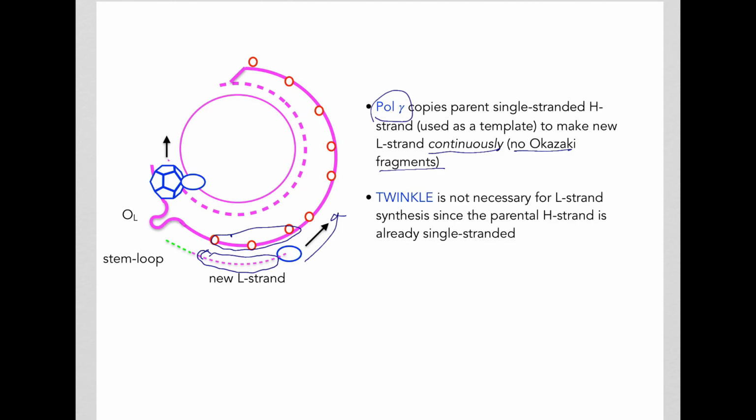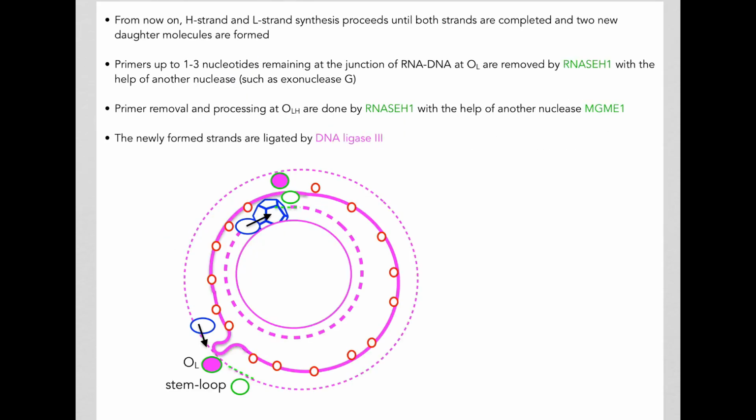So unlike what we saw in E. coli or in human DNA replication, there are no Okazaki fragments formed in mitochondrial DNA replication. The anti-helicase Twinkle is not necessary for L strand synthesis because the H strand is already single-stranded. So from now on, H strand as well as L strand synthesis will proceed until both strands are almost completed and two daughter molecules are almost formed.